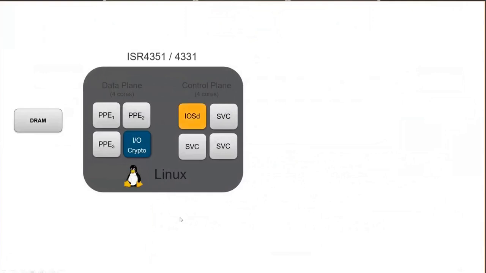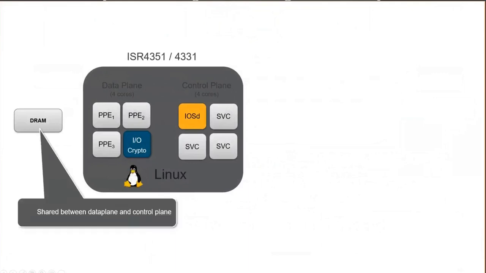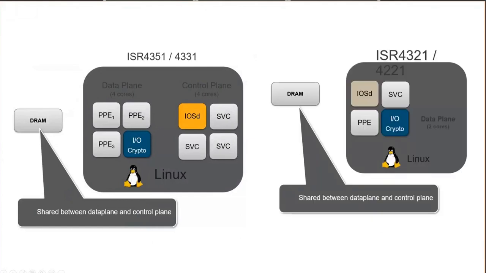So this is the 4331 architecture, the 4300 platforms. The DRAM will be shared between data plane and control plane. There will be no segregation of DRAMs. There will be a single DRAM that will be shared between control plane and data plane. Similar in 4321 as well. 4321 and 4221, it will be shared.